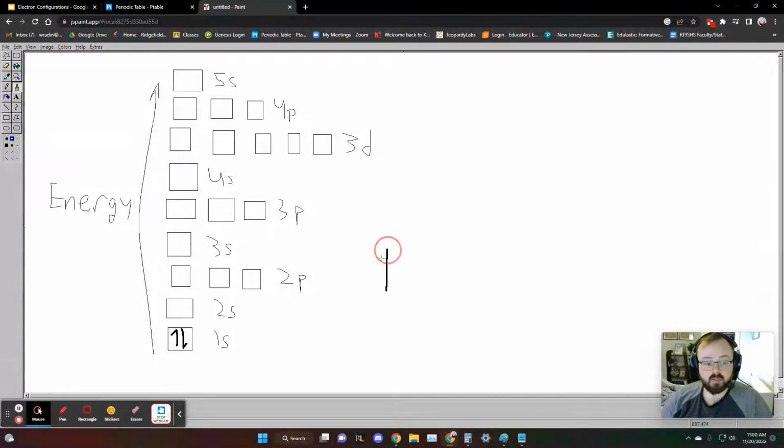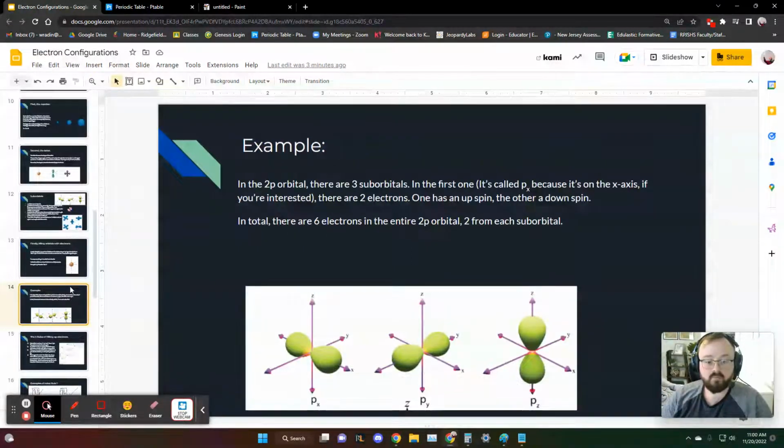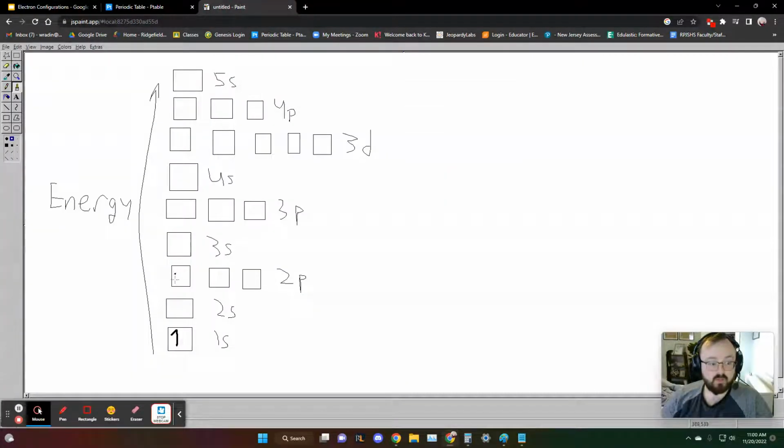If you draw them like this, like full arrows, I'm not going to take off on that, but the notation that we will most commonly see looks like this, with that little half arrow. Each of these suborbitals, just an example, here's our 2p, 2 electrons here, 2 electrons here, 2 electrons here, 6 total electrons, okay?